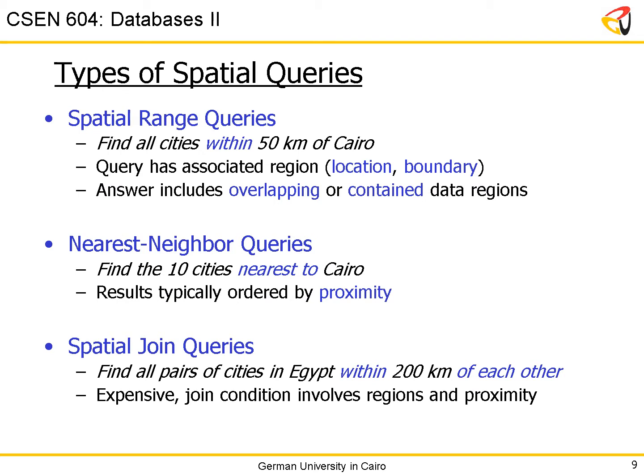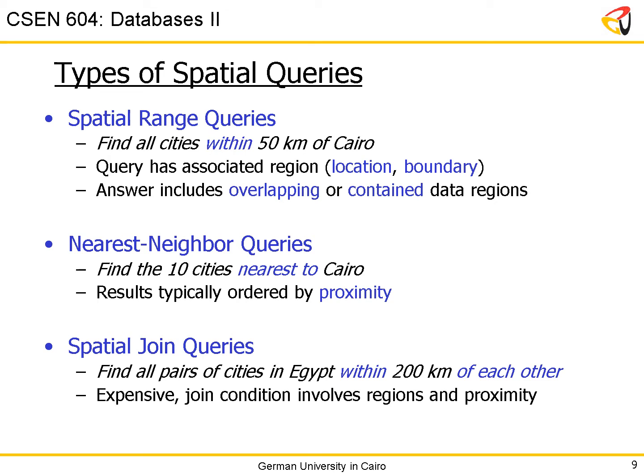Now, what kind of spatial queries? I can already give you an introduction to that. What kind of spatial queries would we be interested in executing against spatial data? We have generally a handful of query types. The first one is the range queries. So you ask about a target location within some distance. For example, find all cities within 50 kilometers of Cairo.